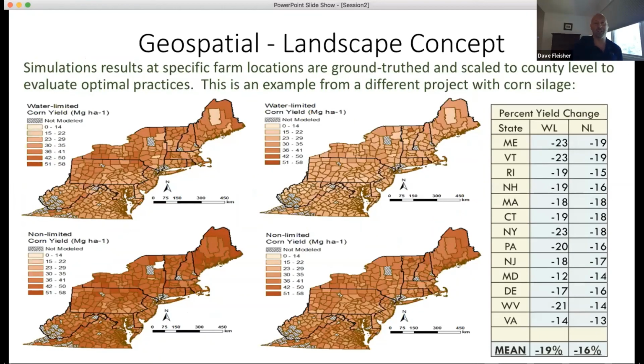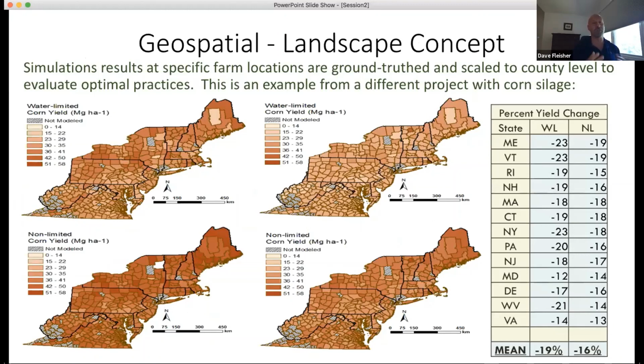And this is, again, just the last slide. And a picture is always worth 1,000 words. Again, this is from a different project, but it's the same concept where we scale up from these site-specific areas. This project was scaled up to a county basis through the Northeast Eastern Seaboard. And we're looking at effects of different climate change impacts and adaptation strategies like irrigation, rainfall, planting dates, and how they would affect silage production.